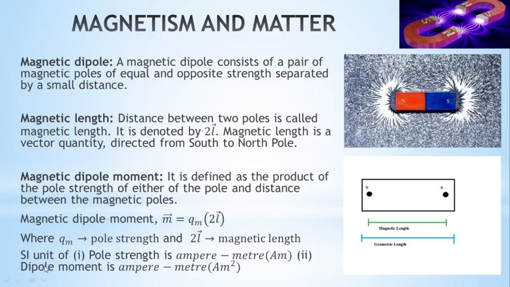The SI unit of this dipole moment is ampere meter square. See here, the dipole moment. SI unit of dipole moment is ampere meter square. The SI unit of pole strength, that is Qm, is ampere meter. This Qm has the SI unit ampere meter and M has the SI unit of ampere meter square. You have to learn these definitions: magnetic dipole, magnetic length and magnetic dipole moment.